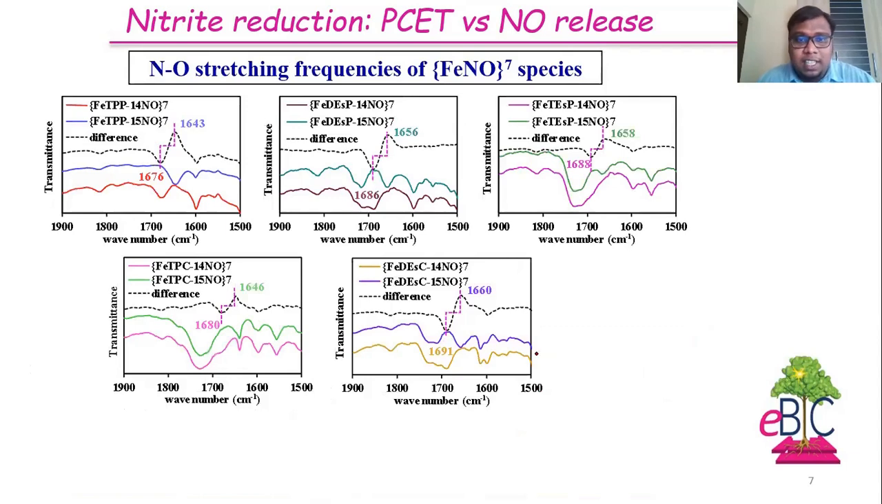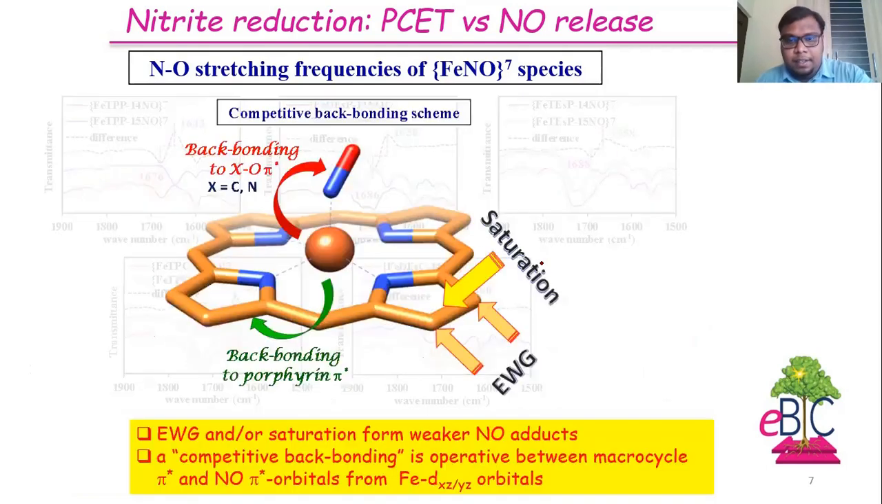Since FeNO7 is the last common intermediate, we made their corresponding FeNO7 adducts, and from the stretching frequencies, we find that if you have electron-withdrawing groups as well as saturation, all form weaker adducts. And from DFT calculations, we find that electron-withdrawing groups or saturation lower the energy of the macrocycle pi star, and there occurs competitive back bonding, and that's why they form weaker adducts.